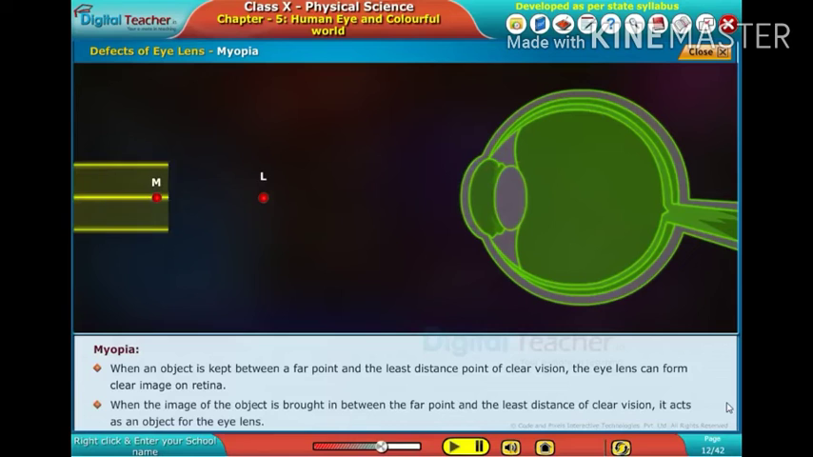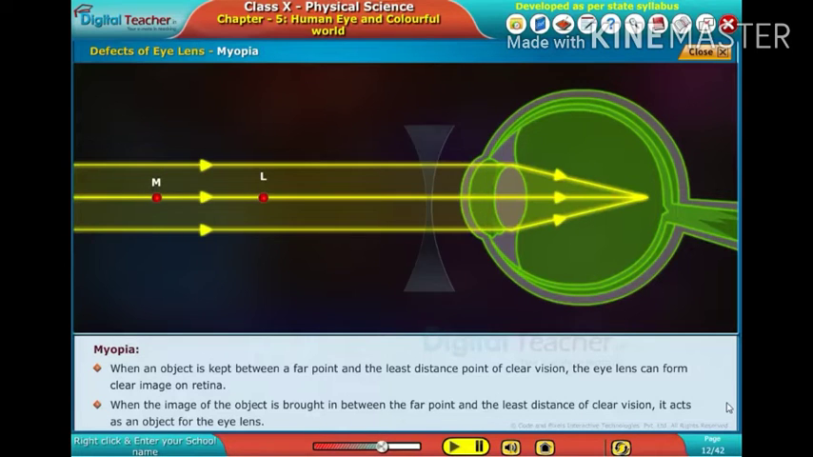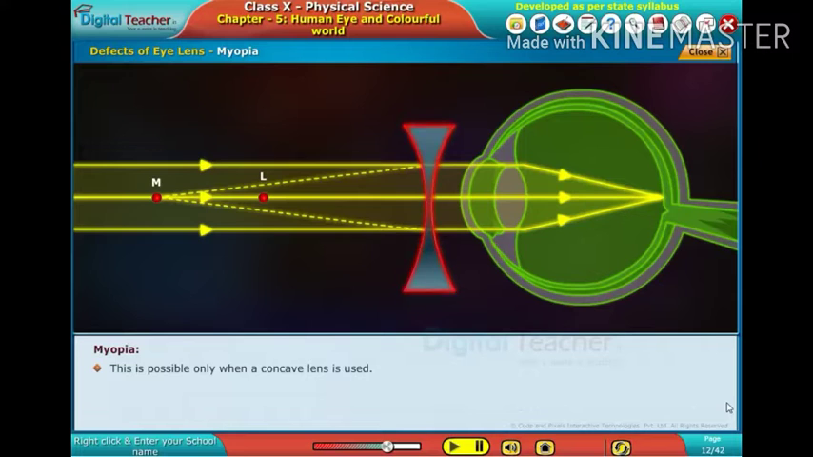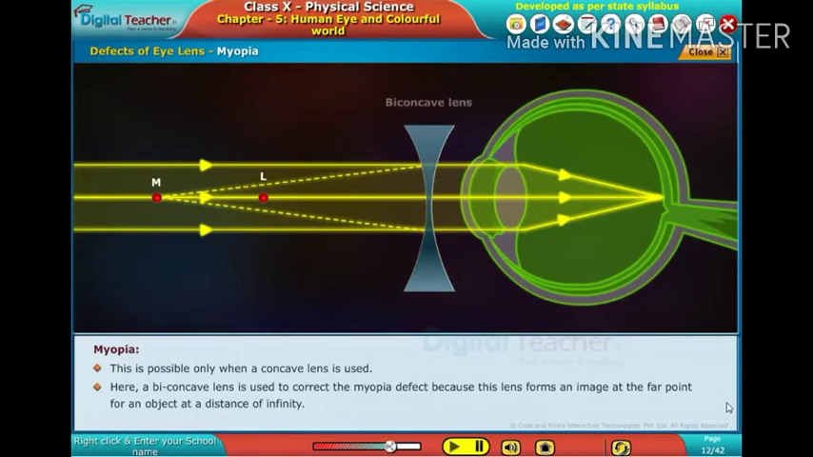When the image of the object is brought in between the far point and the least distance of clear vision, it acts as an object for the eye lens. This is possible only when a concave lens is used. Here, a biconcave lens is used to correct the myopia defect, because this lens forms an image at the far point for an object at a distance of infinity.